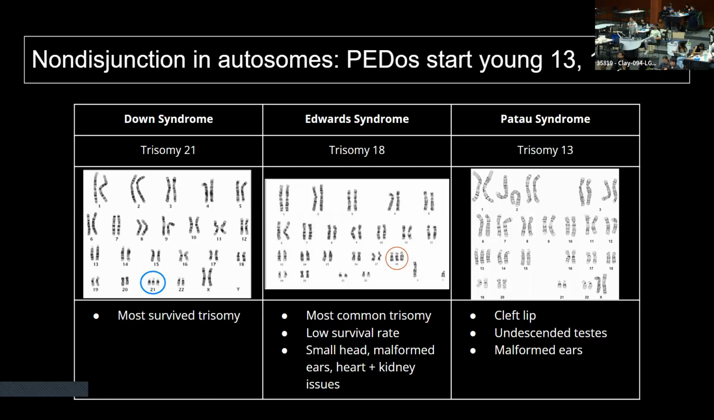That leads to things like a smaller head, malformed ears, and heart and kidney issues, which, compared to Patau syndrome, you can see is a little more severe in terms of the necessary functions for life. So it is probably why it has a lower survival rate. And then trisomy 21, Down syndrome, which I think people are generally a lot more aware of, is the most survived trisomy. Generally the survival rate is a lot higher than the other two.